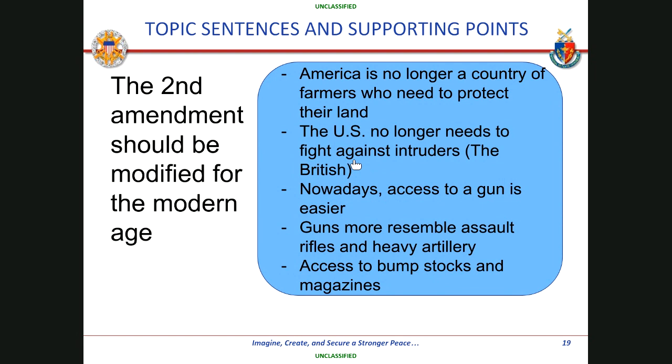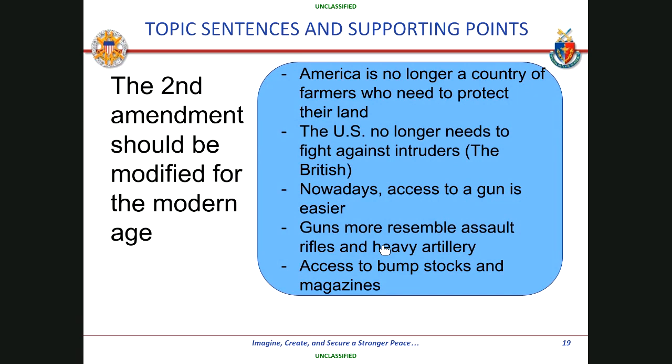I said another reason would be that nowadays access to a gun is easier, okay? Because you go into Walmart and buy a gun, that would be a supporting point. Guns more resemble assault rifles and heavy artillery, okay? So the guns back in 1776 were very different.